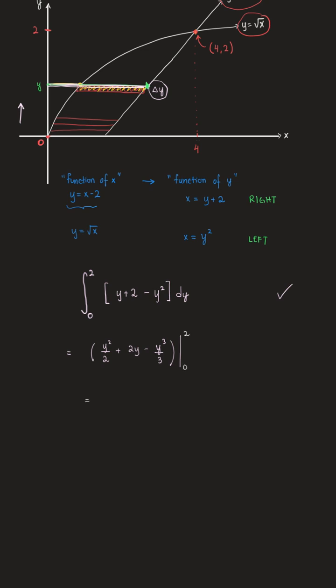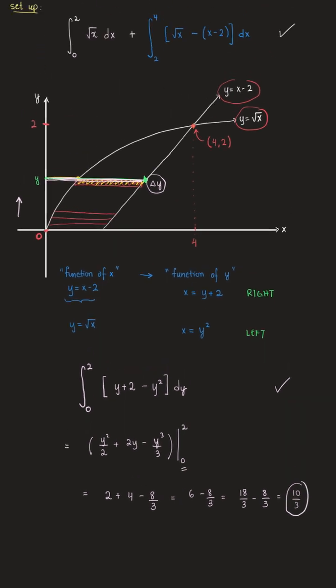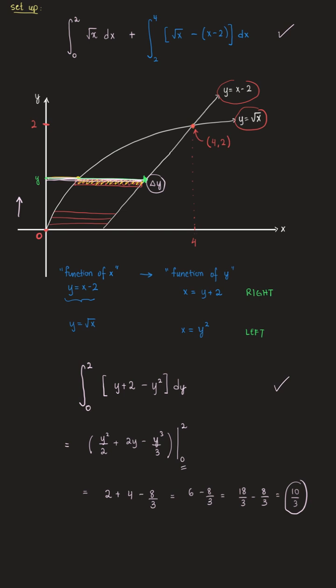And so applying the fundamental theorem here, when we put the upper limit of 2, we get 2 squared over 2, or 4 over 2, which is 2, plus 2 times 2 is 4, minus 8/3. And when we put in the lower limit, which is 0, each term will be 0. So I don't need to write that down. So this will be 6 minus 8/3. And 6 in terms of thirds is 18/3 minus 8/3, which gives us an area of 10 over 3. And that is the area bound by the x-axis, the line y equals x minus 2, and the square root function.